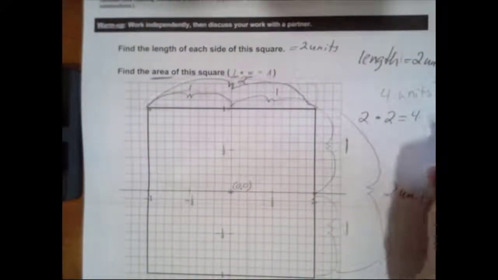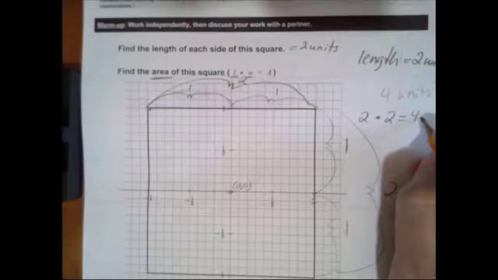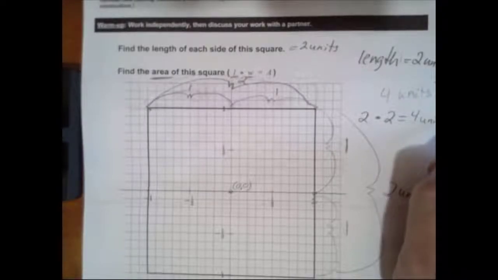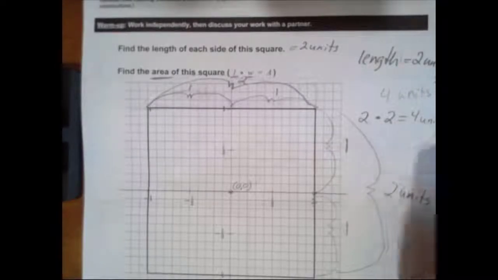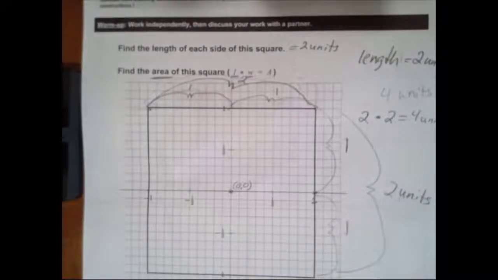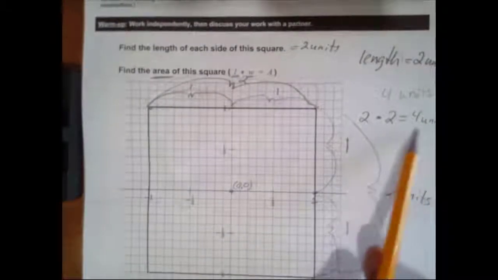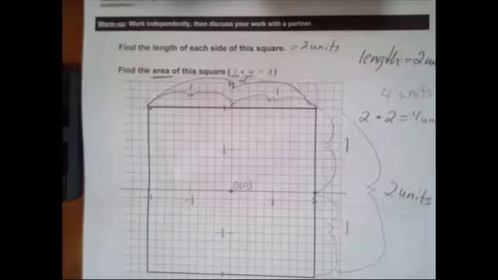And make sure you get this right on a test, units squared. All right, units squared. The length is 2 units, but area is in units squared. So like when we talk about the area of a kitchen floor, we're going to talk about a certain number of square feet, like 200 square feet. We're not going to say 200 units when we talk about area.